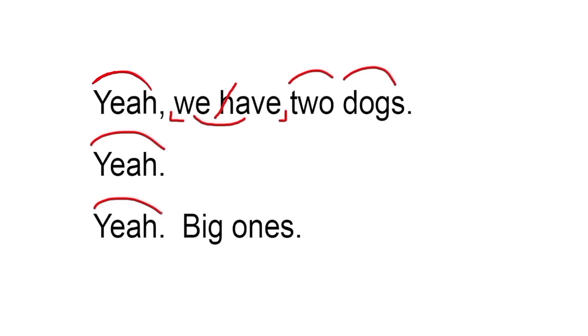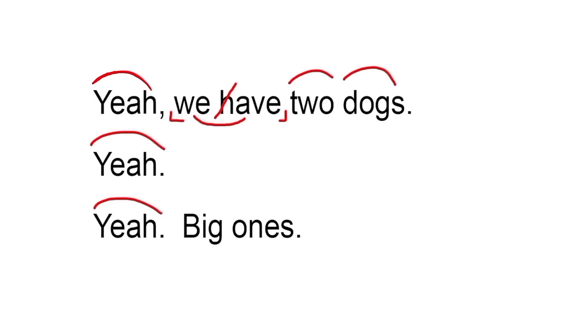Big ones. We have two dogs. So these are both stressed words, big ones. They're both longer than a function word like we have up here. Big is more stressed than ones. The pitch is a little bit higher. The pitch for ones falls away from the stressed big, from the peak of big.